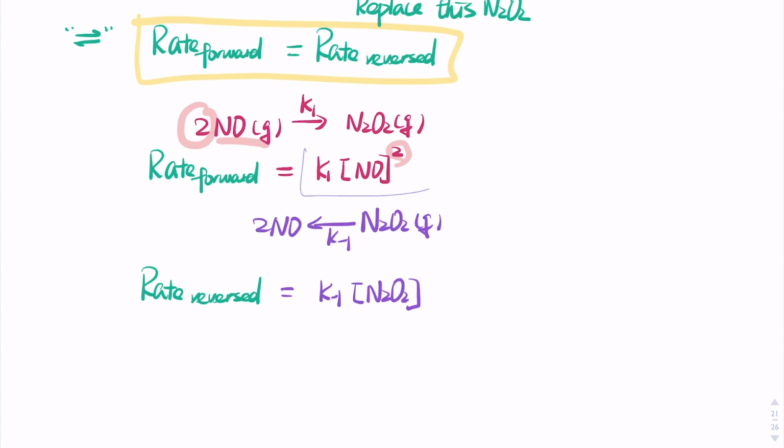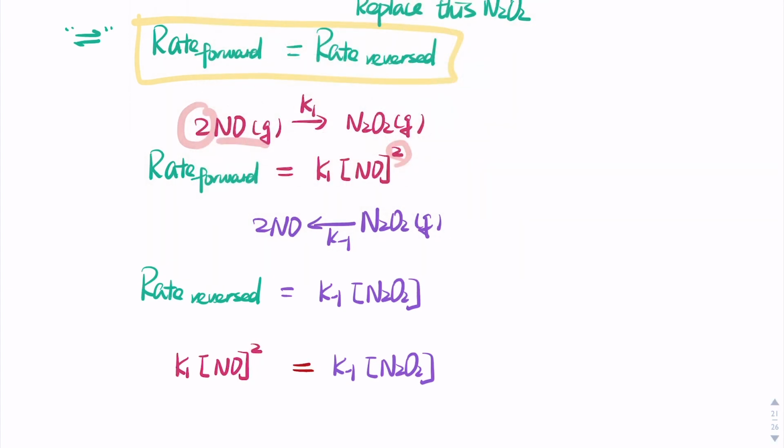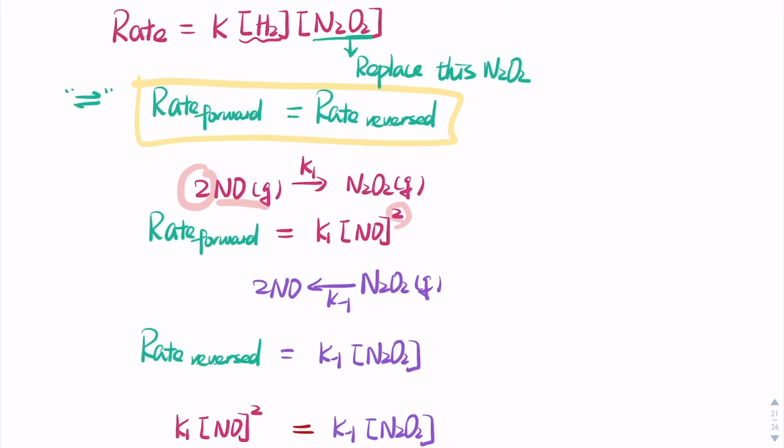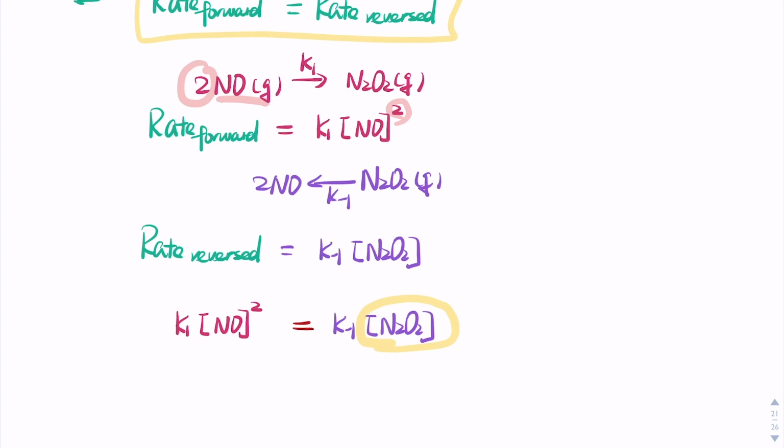Green equals green, right? So they're equal to each other. Then you go, I kind of got carried away, what are we doing here? Remember, we're trying to replace N2O2. We have an N2O2, so let's express N2O2 with everything else. I'll just put N2O2 on one side, and everything else on the other side.